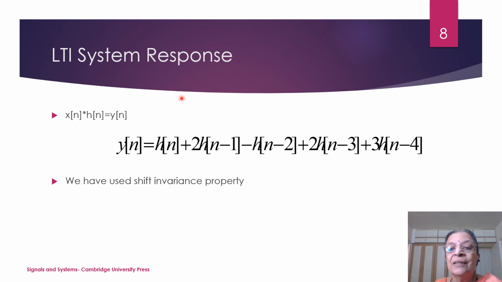Now, when I say it is an LTI system, that is a time invariant system, the response to delta n is h of n, that is the impulse response. What will be the response to delta n minus 1? It will be h of n minus 1. Response to delta n minus 2 will be h of n minus 2. Response to delta n minus 3 will be h of n minus 3. It will be just the shifted response, because in this case we have used the shift invariance property.